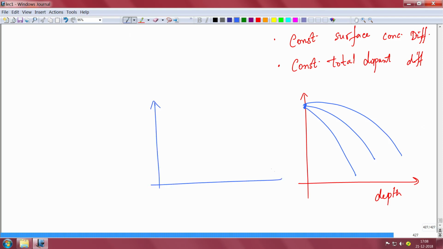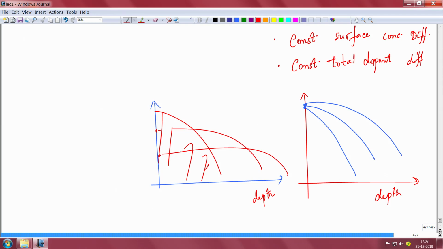In constant total dopant diffusion, you ensure that the total dopant you are using is constant. So for example, at one temperature you have a profile like this, with depth on this axis. At a higher temperature it will diffuse more like this, and at an even higher temperature more like this. So the area under the curve will remain constant, the concentration at the surface will reduce, and it will go deeper. But in constant surface concentration it will be like this. So there are two types of diffusion, and both are used in silicon processes to dope.